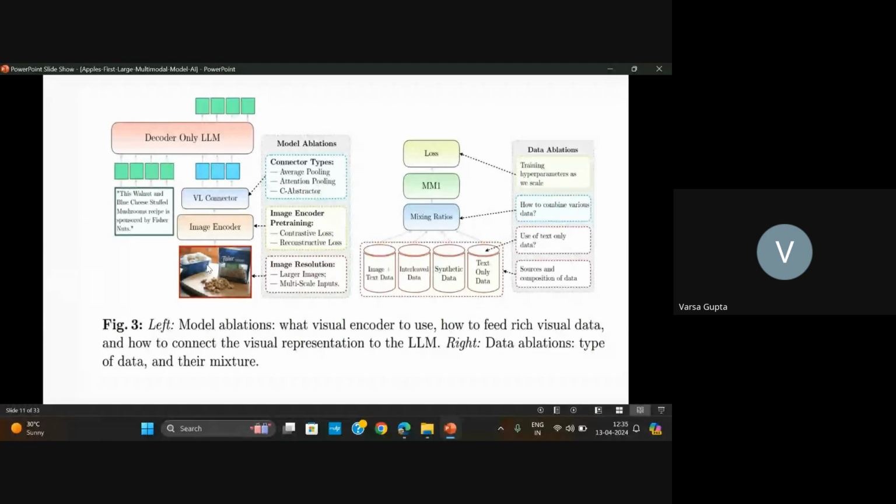The second thing is reconstructive loss. Reconstructive loss is basically the ability of the model to reconstruct the original input from its latent representation. So these two things are used in the image encoder pre-training. Now, if we see the vision language connector, there are basically three types of connector: average pooling, attention pooling, and C abstractor. So average pooling. Anyone know here about average pooling?